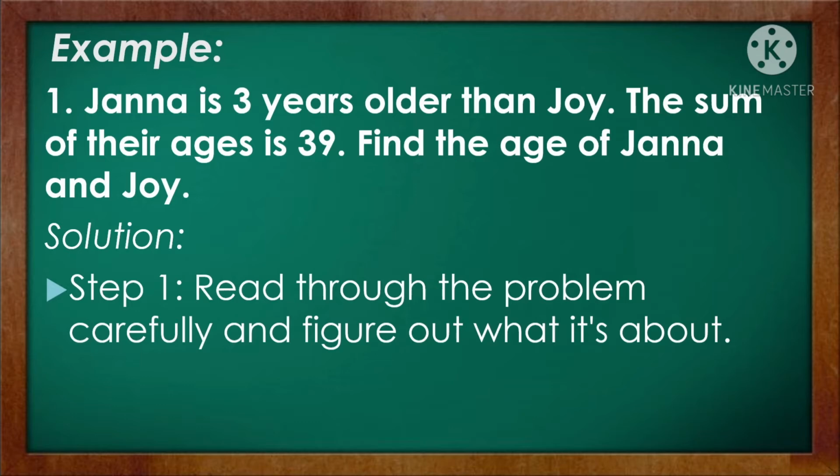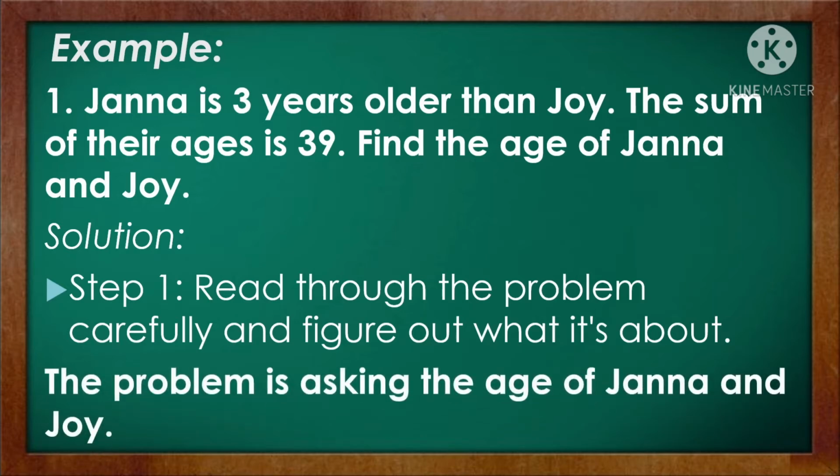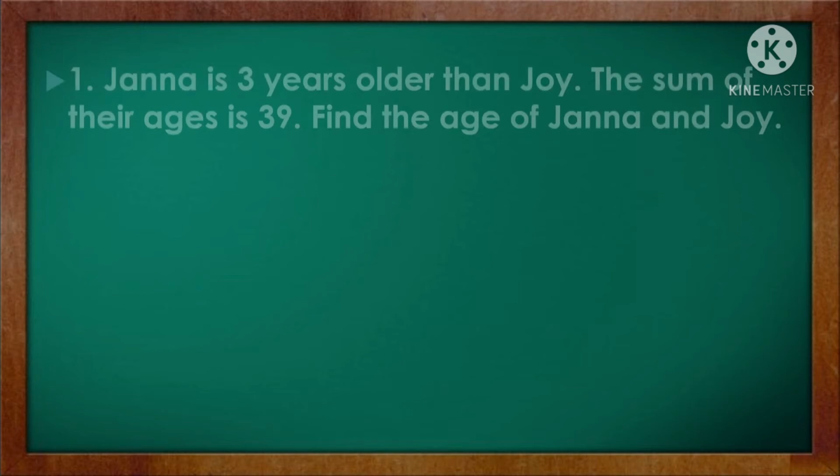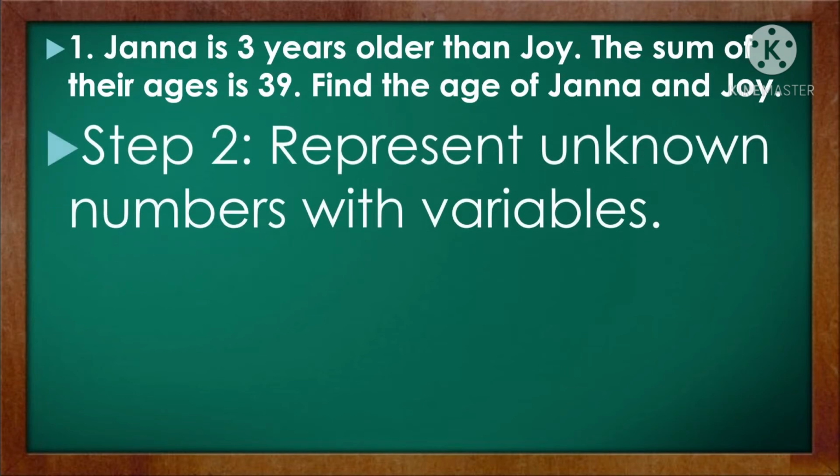Step 1. Read through the problem carefully and figure out what it is about. What do you think the problem is all about? Correct. The problem is asking the age of Jana and Joy. Step 2. Represent unknown numbers with variables. What do you think will be our variables?